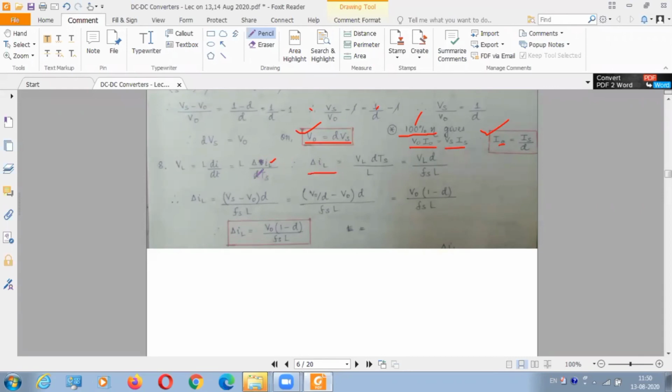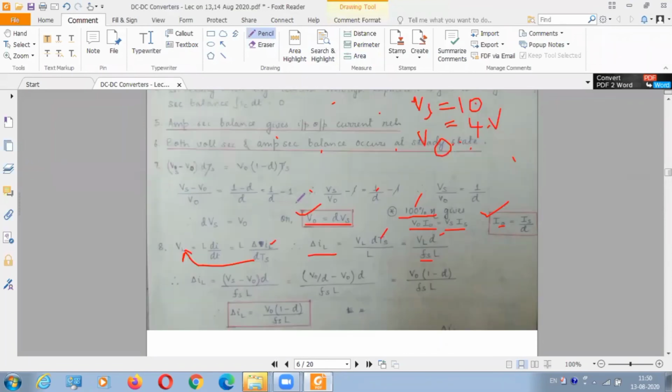Del IL is equal to dTs, which goes to this side. So VL into dTs by L. See, VL into dTs by L. So VL into D, and Ts I told you is the time period. So 1 by T is nothing but F. So 1 by F. Instead of T I have done it in terms of F. So for del IL, instead of VL, what can you write? Vs minus V naught. Just now we have seen it in the waveform. So instead of VL, in the next step I have written Vs minus V naught.